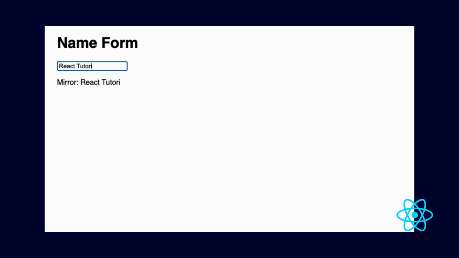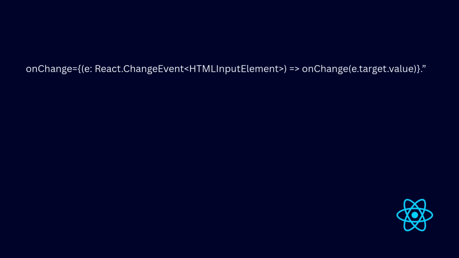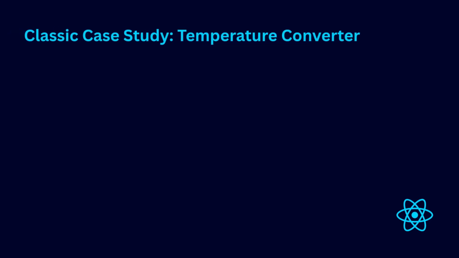If you want to be explicit with the event typing in the child, you can write onChange equals e: React.ChangeEvent<HTMLInputElement> arrow, onChange e.target.value. This pattern prevents duplicated state in siblings and keeps the UI consistent by lifting the state to the nearest common ancestor.